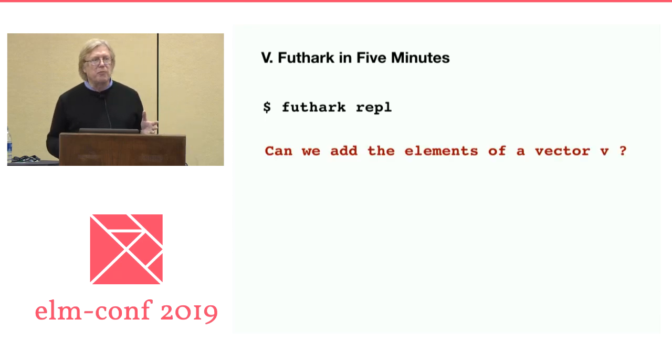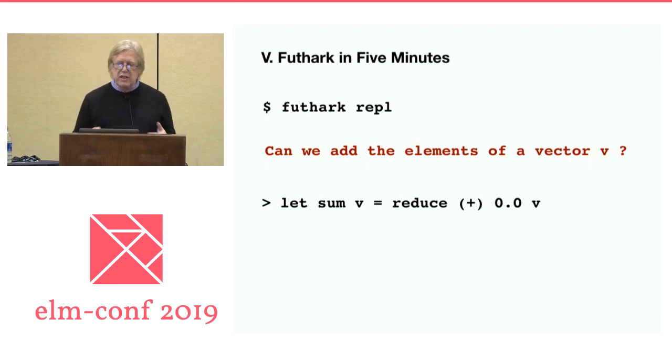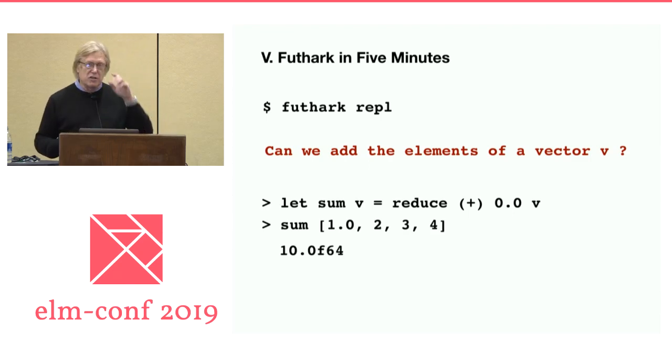So let's see if we can add the components of a vector. So here's code that does it. We have a vector v, and we're simply going to reduce the components of that vector using the plus operator and a starting value of 0. That's familiar to all of us in Elm, because reduce is just a synonym for List.foldl. Okay, and we test it. It gives the right result. By the way, notice here that Futhark has done some little type inference for us, because the first entry was 1.0. The other entries look like integers, but the compiler looked at that and said, oh, really, what you're really talking about is floating point, 64-bit floating point numbers.